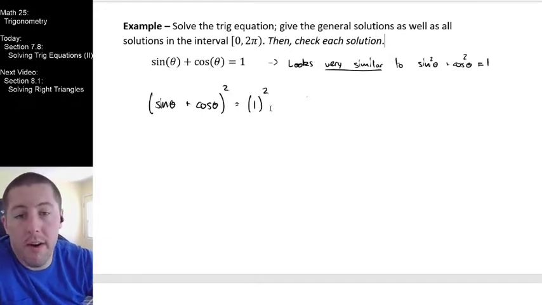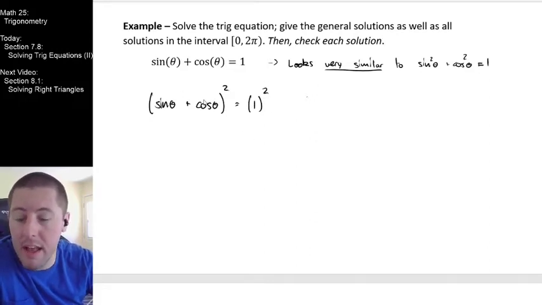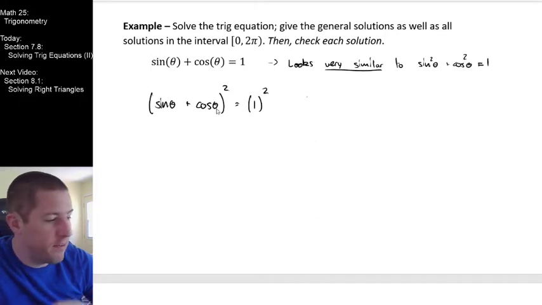Now, notice that squaring on the right is trivial. It doesn't do anything. One squared is just going to be one. Squaring on the left, don't you dare square this individually on both sides.